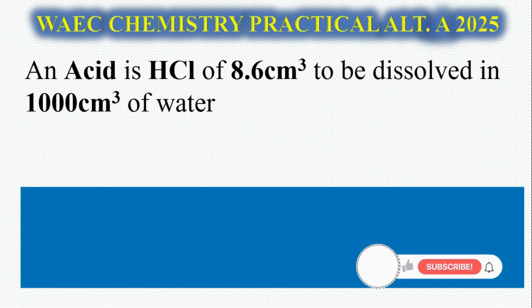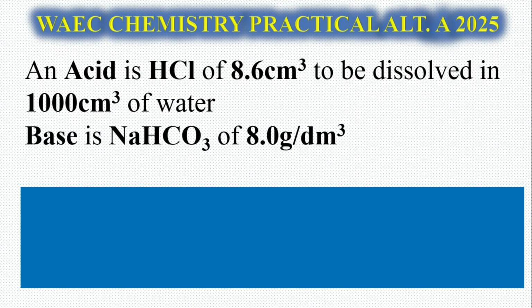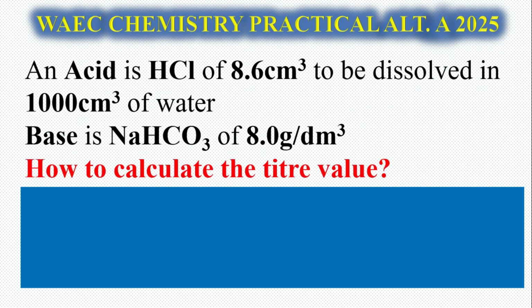The acid given this time is hydrochloric acid, which is 8.6 cm³ to be dissolved in 1000 cm³ of water. That's 1 dm³. And the base given is sodium hydrogen trioxocarbonate(IV) of 8.0 gram. How do we calculate the expected titre value? I'll be showing you in this video how to calculate the expected value.